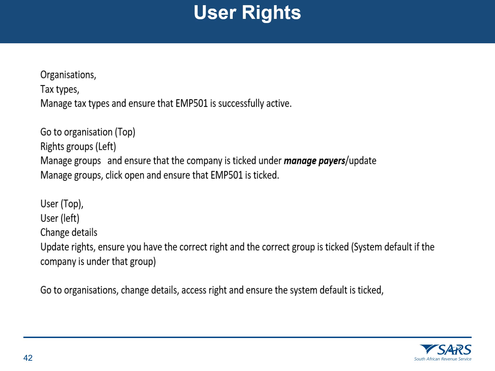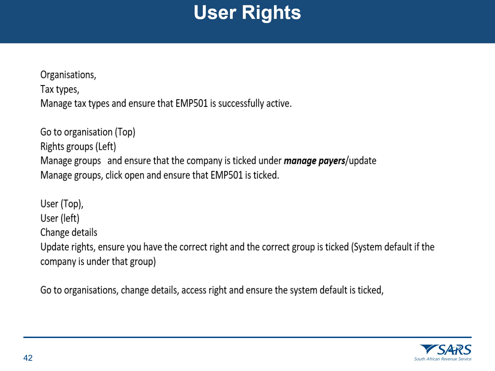To ensure that you have the correct user rights, click on Organizations on top, then Organizations on your left hand side. You're going to click on Tax Types. You're going to click on Manage Tax Types and ensure that the EMP 501 submission is successfully active. Then you're going to go to organizations on top, and then on the left hand side you're going to go to organizations, rights groups, manage groups, and ensure that the company is ticked under the manage payers.